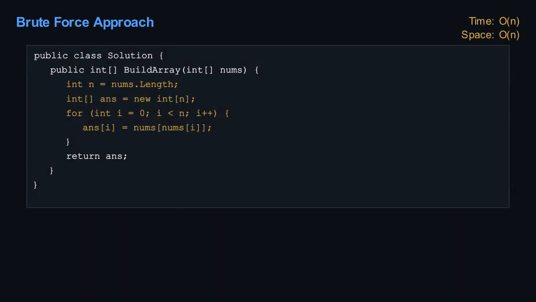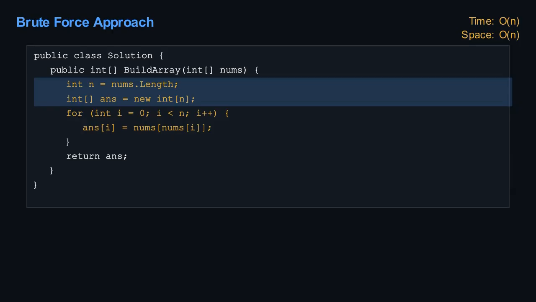The straightforward approach is to simply create a new array of the same size. Then, we iterate from 0 to the length of the input array. For each index i, we calculate nums[nums[i]] and assign it directly to the corresponding position in our new result array. This works perfectly fine and is easy to understand.